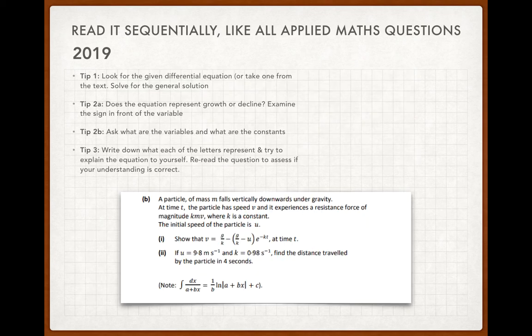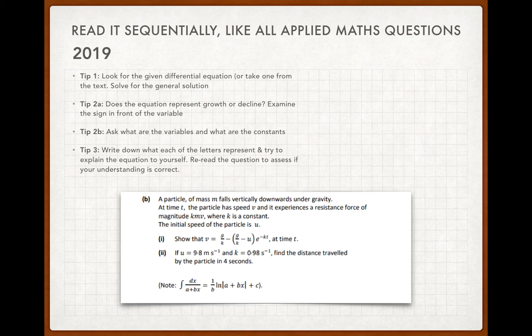All right, let's look for a differential equation. Now, there's an equation there. It says show that v is equal to that. So that's what we're looking to show, but it's not a differential equation. That means we're going to have to go to the text and see can we get a differential equation from it. Start with the first line then.